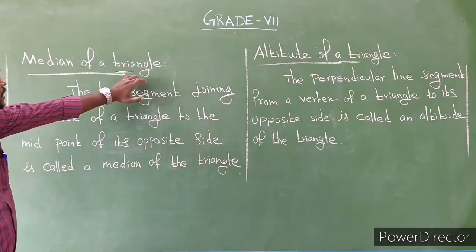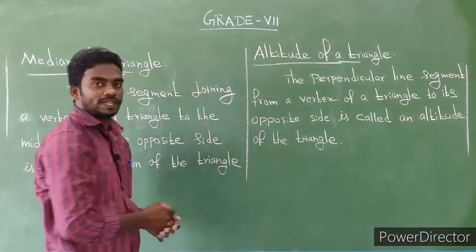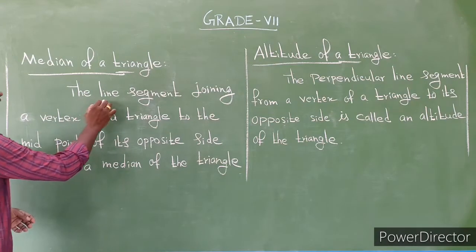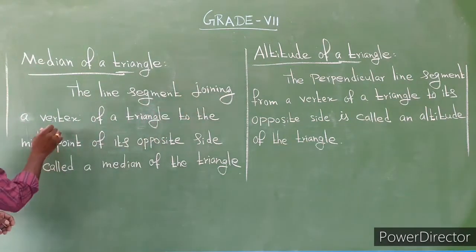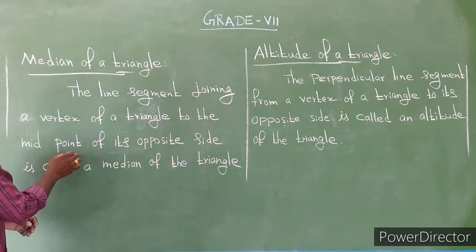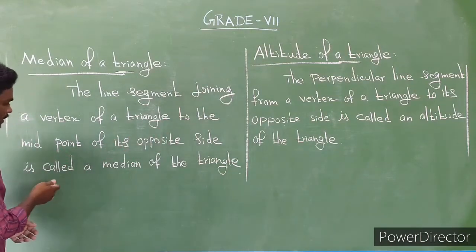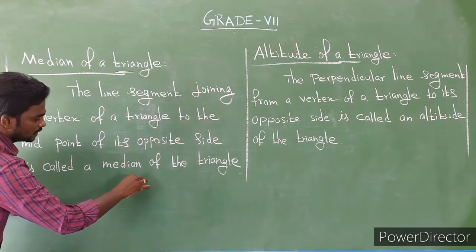Next, what is the median of a triangle and the altitude of a triangle? What is a median of a triangle? The line segment joining a vertex of a triangle to the midpoint of its opposite side is called a median of the triangle. Listen.